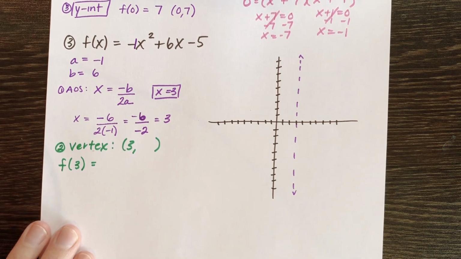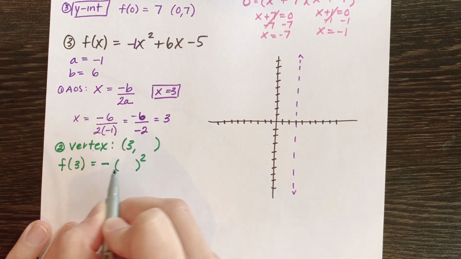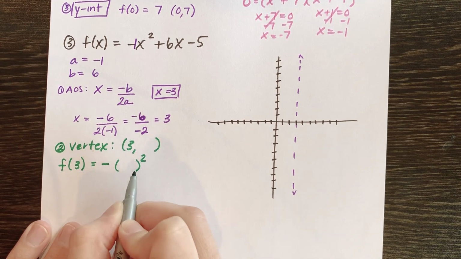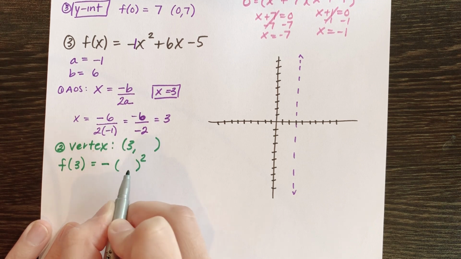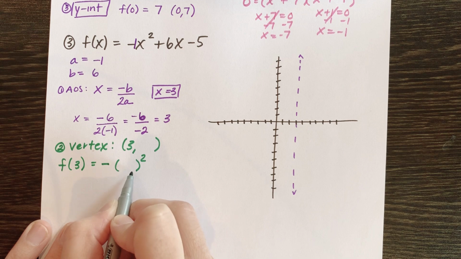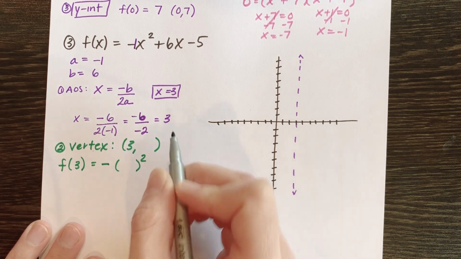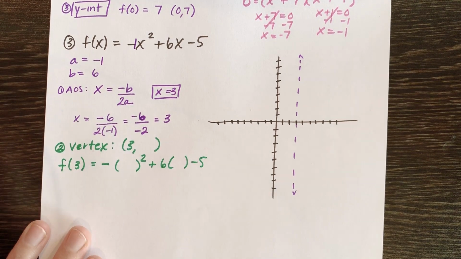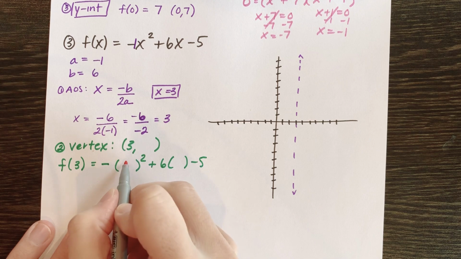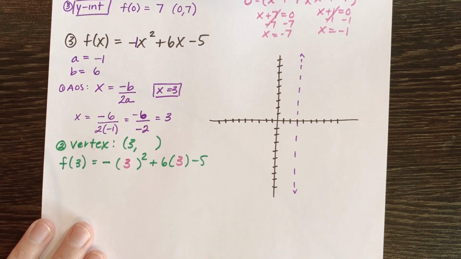Now, my function is negative and then x squared. So that negative is completely independent from the x squared. I put parentheses for the x, not for what's in front of it. So negative and then something squared plus 6 times something minus 5. And then I plug in a 3 inside those parentheses.